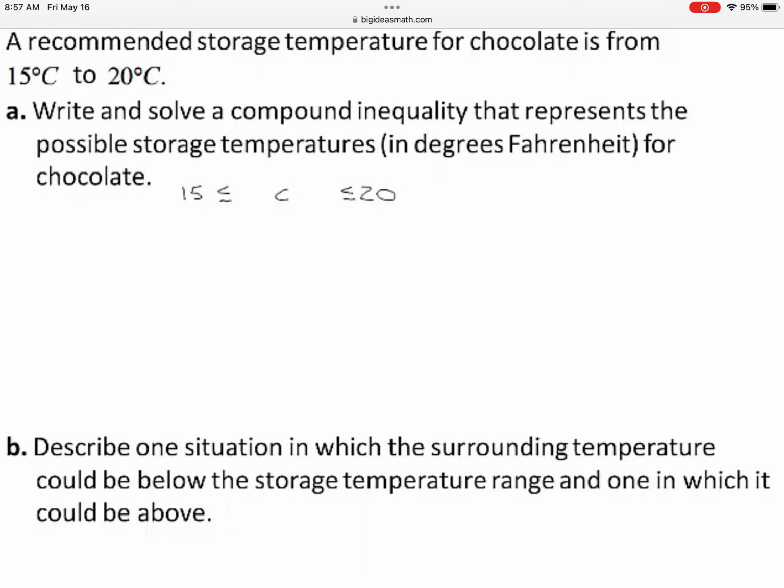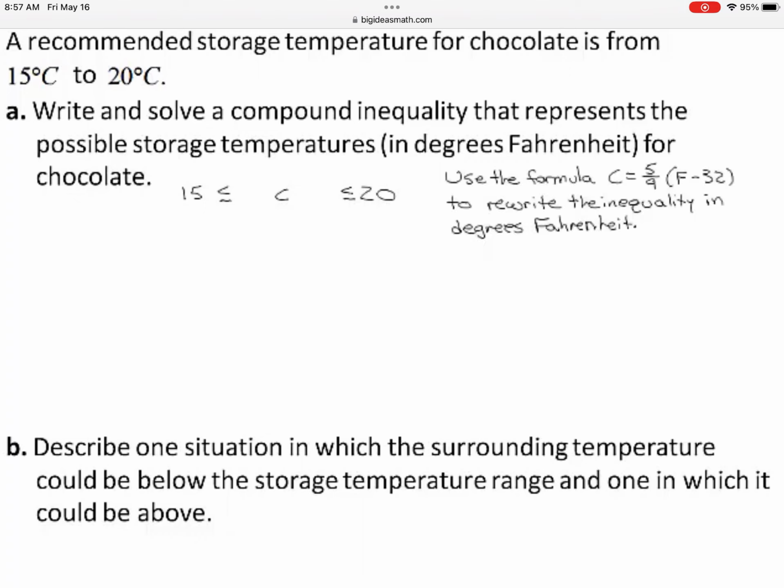temperatures in degrees Celsius. Use the formula C = 5/9(F - 32) to rewrite the inequality in degrees Fahrenheit. So 15 ≤ 5/9(F - 32) ≤ 20. Use the multiplication property of inequality. Multiply each expression by 9.